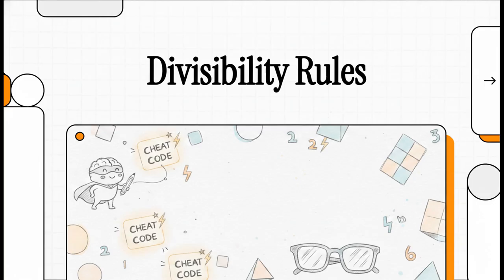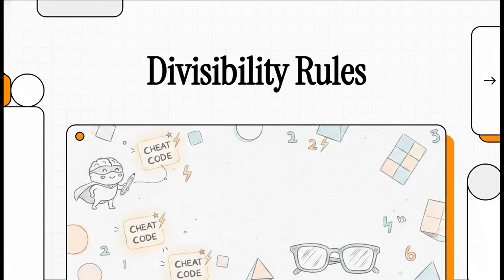Today we're going to learn some secret math cheat codes to completely skip long division. If you're a fifth grader, or honestly just someone who wants to save a ton of time on math homework, you are absolutely in the right place. Have you ever stared at a massive, scary-looking number and thought, I really do not want to divide that out just to see if it works? Well, this explainer is going to give you superpowers.